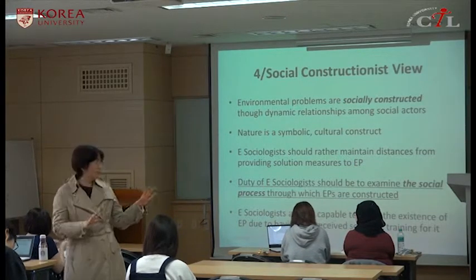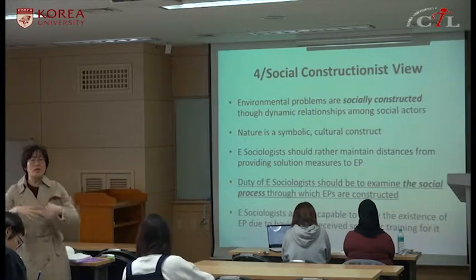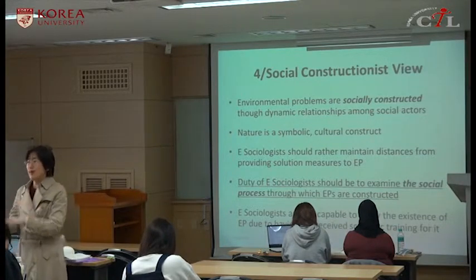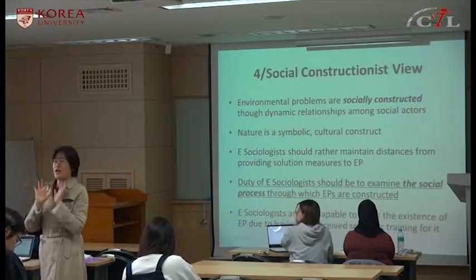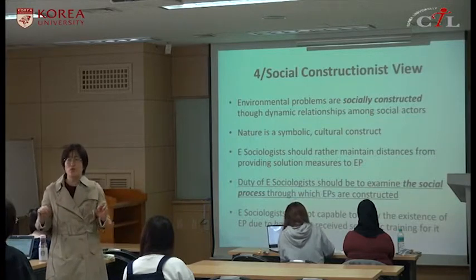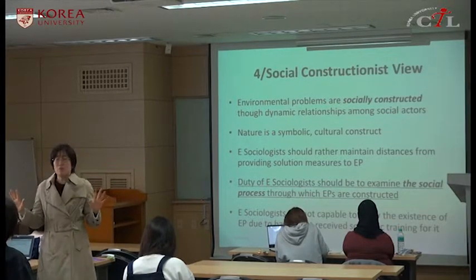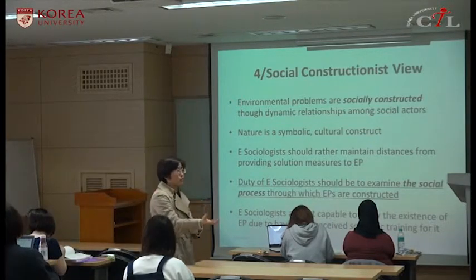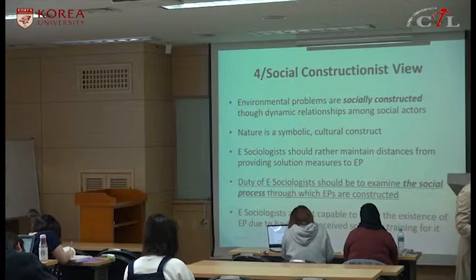So the social constructionists are more interested in the social process, through society members' communication process, by which certain aspects of the natural environment come to be defined as having problems. They are a bit detached from providing solution measures to solve the problems. They're more interested in, well, okay, maybe environmental problems are real, but what we are more interested in is to know what kind of social process is involved in defining certain aspects of the environment as having problems.